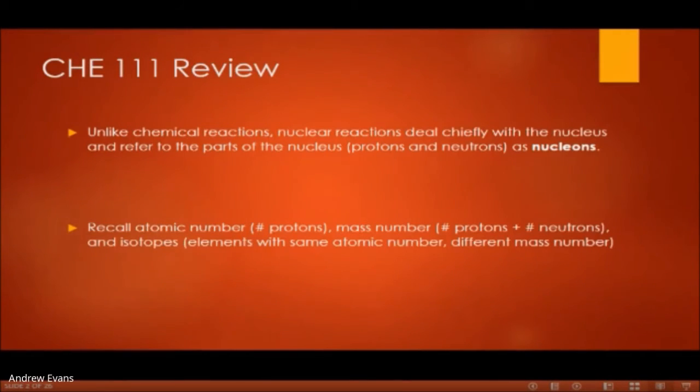And so all parts of the nucleus, the protons and the neutrons, are together usually referred to as the nucleons. But for this chapter, we'll have to recall atomic number, which is our number of protons, atomic mass, or the mass number, which is the protons and the neutrons, and the concept of an isotope, elements with the same atomic number but different mass number.